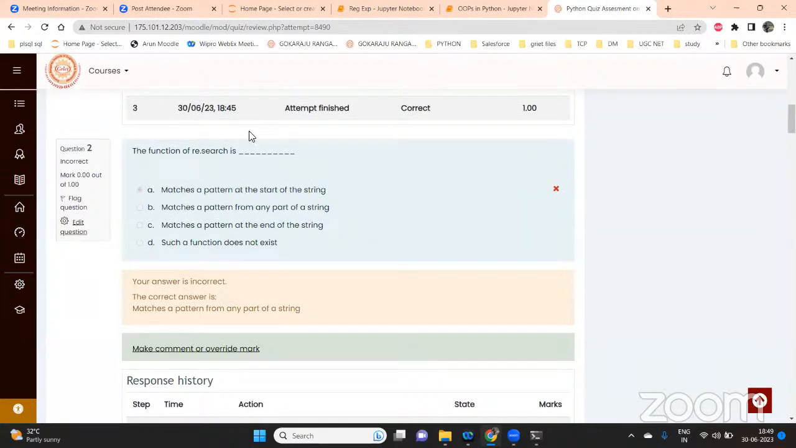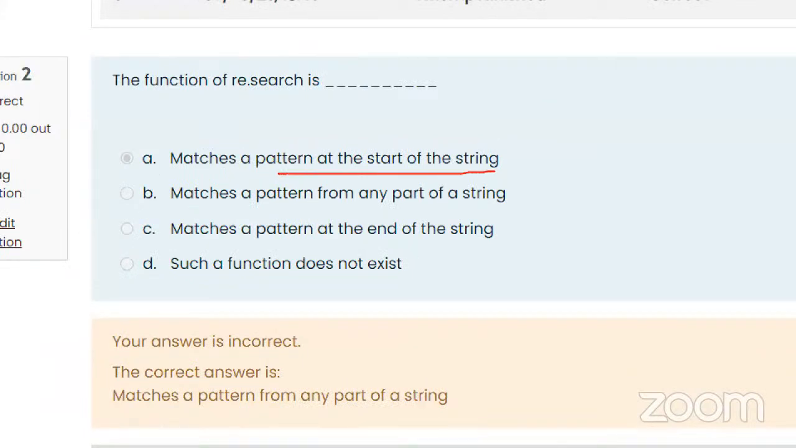What does the re dot search do? It matches a pattern at the start of the string, right? So it doesn't look for all the repeated elements. It only searches the keyword at the start of the string. It starts from the beginning, correct?